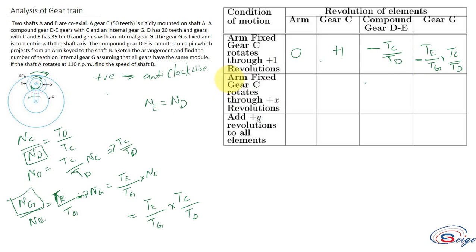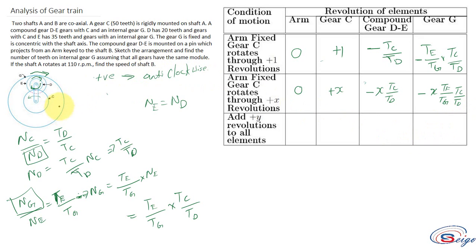Okay, so in the next condition, again the arm is fixed and gear C is rotating with +X revolutions. Here the arm is fixed, that means the arm is 0. Gear C is rotating with +X revolutions, that means it is rotating in an anti-clockwise direction with X revolutions. So I am multiplying this 1 with X. What will be the value of compound gear DE? It will be minus of X into TC by TD. What will be the value of gear G? Gear G will be equal to minus of X into TE by TG into TC by TD.